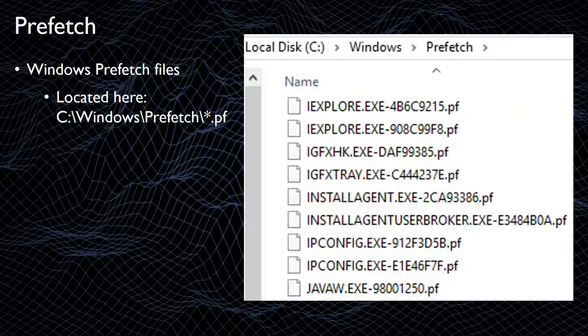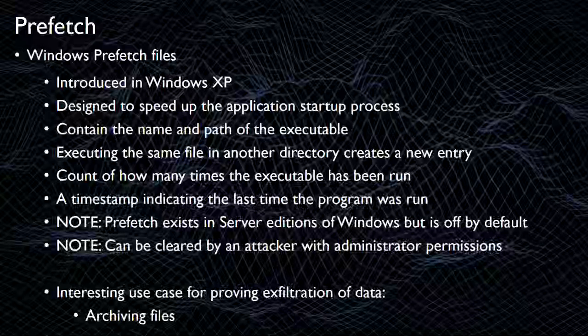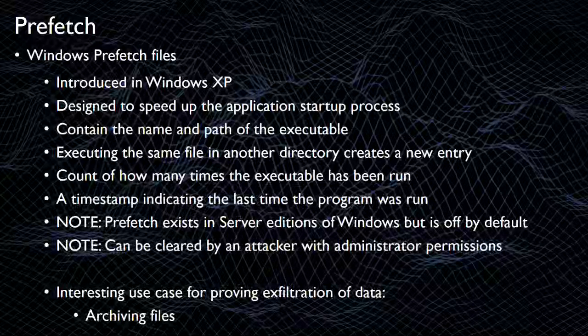That random string of letters you see at the end of every executable is actually a hash of the path. So if you moved iexplore.exe to another folder and ran it, you'd get another prefetch file. But as long as it keeps running from that same folder, it'll update the prefetch file with the last run time and the run count of that file. And the purpose of prefetch is to speed up the application startup process.